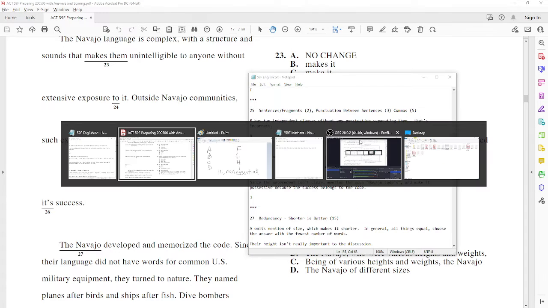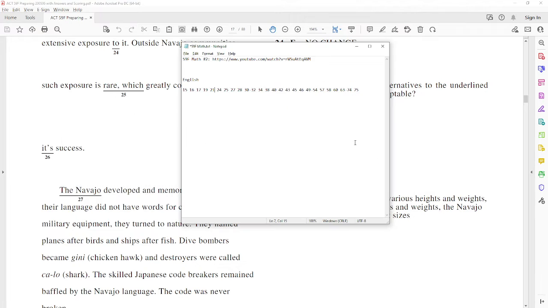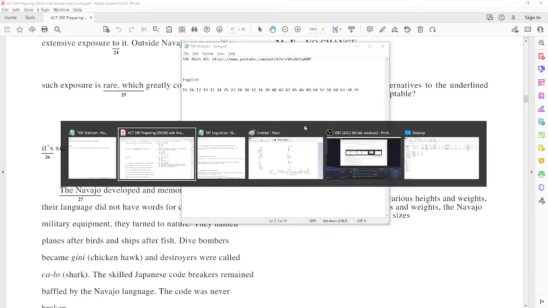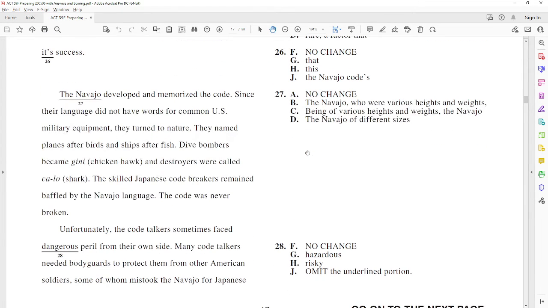So all of those things were going on with that one. Next is 27. The Navajo developed and memorized the code. I think it says memorized. The Navajo developed and memorized the code. There is no question. There's no option to delete or omit. So let's look at what's there. Is it right or wrong? The Navajo developed and memorized the code. Seems fine to me, no change.